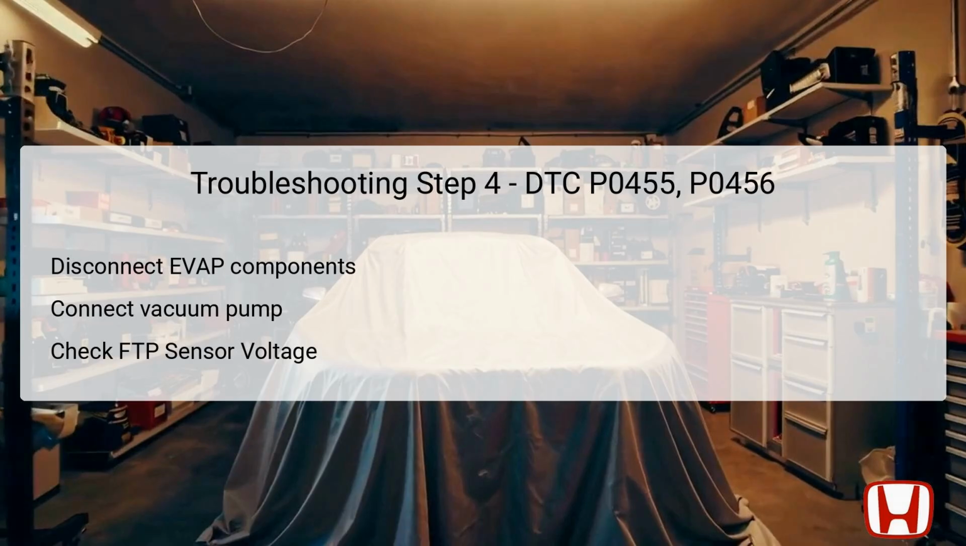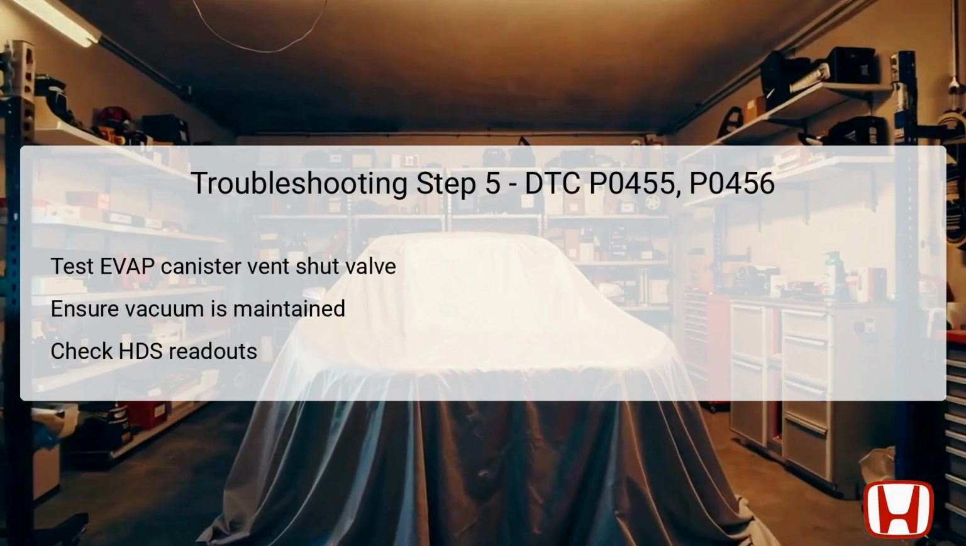With the vehicle in the on position, apply vacuum until the Honda Diagnostics system reads a specified value of 1.90 volts. Throughout this process, be cautious not to exceed the specified vacuum levels, as this can damage the fuel tank pressure sensor. Monitoring the FTP sensor voltage closely for any significant fluctuations allows for proper diagnostic conclusions on the health of the EVAP components. Next, carry out inspections on the EVAP canister vent shut valve, which is critical for maintaining the correct pressure within the EVAP system.